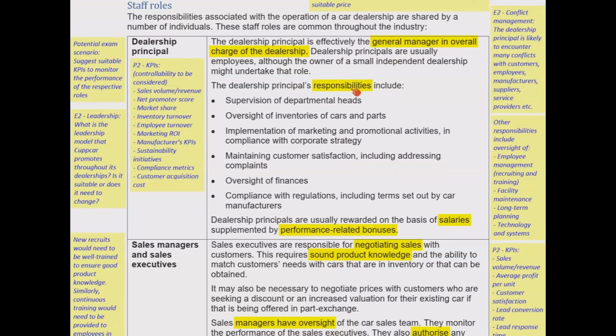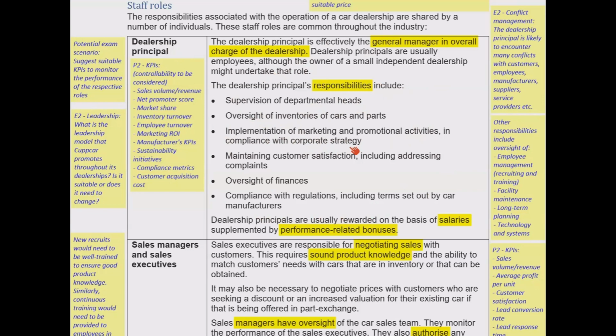So we are thinking about 214 Cuppcar dealerships. Each one of those has a dealership principal. Now, look at what he or she does. Their responsibilities are wide-ranging. They are supervising the departments within their dealership. They're overseeing inventories, and we've already focused, haven't we, on how important that inventory management is going to be. They're responsible for implementing marketing and promotional activities, which are being suggested by corporate strategy.